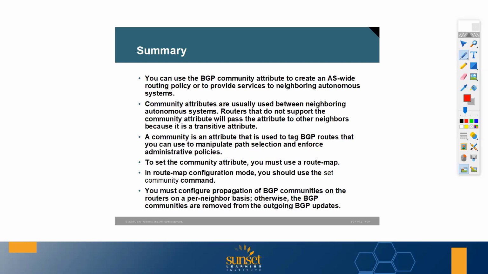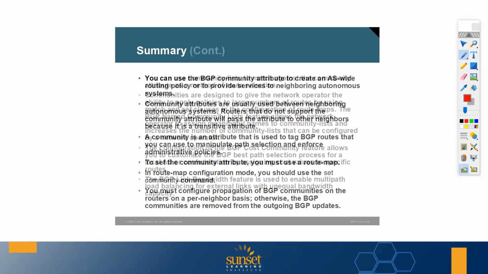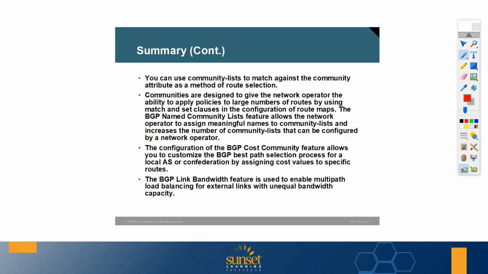We have to enable that by making sure we're sending those communities outbound to my neighbor, to propagate those community strings outbound to your neighbor. You can use these community string lists to match the community string, and then inside a route map say, if it matches that community string, set this particular attribute in that BGP route.